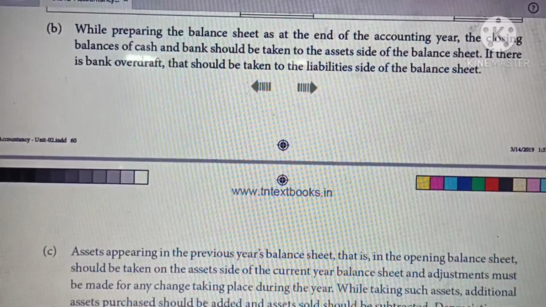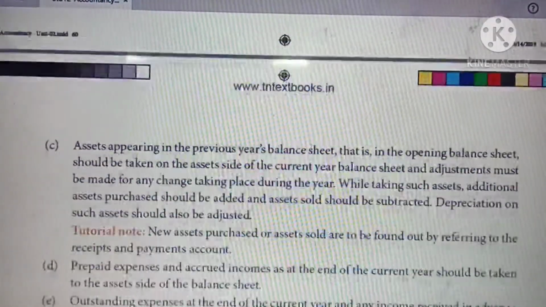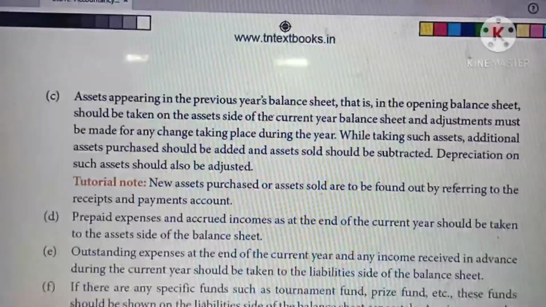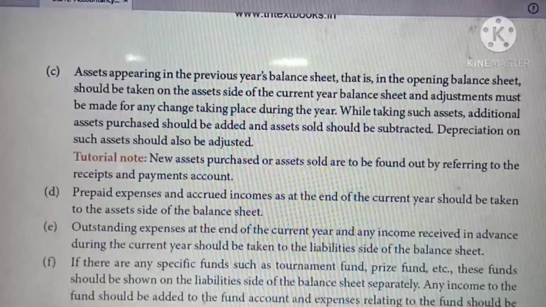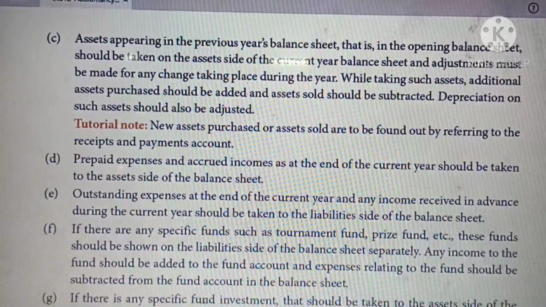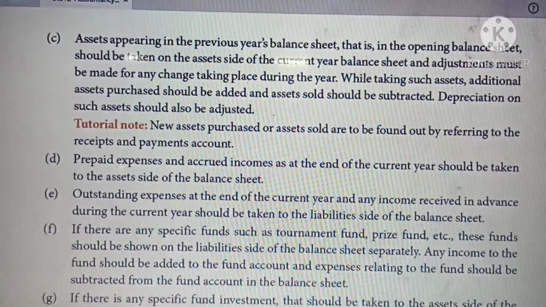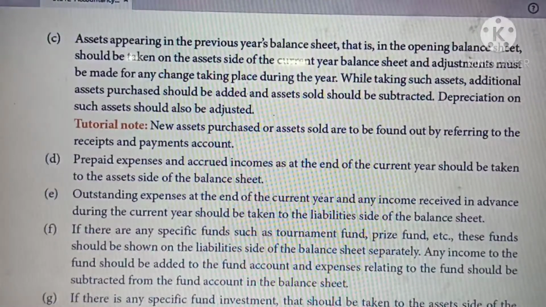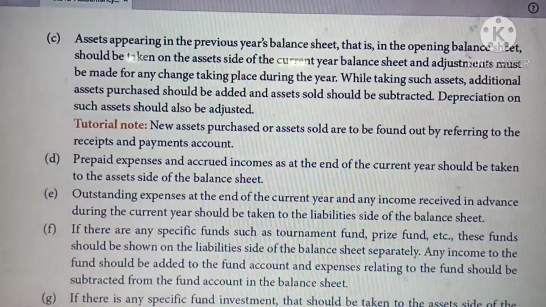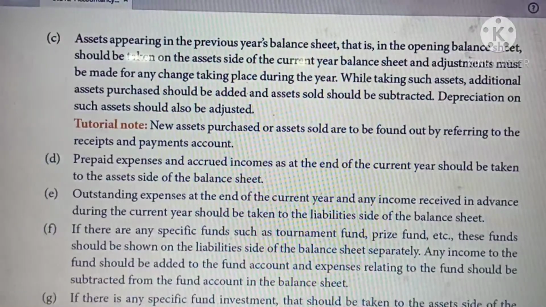Number 3: assets appearing in the previous year balance sheet, that is, in the opening balance sheet, should be taken to the asset side of the current year balance sheet. If they give an opening balance sheet, any asset in it should be taken to the asset side of the current year balance sheet.